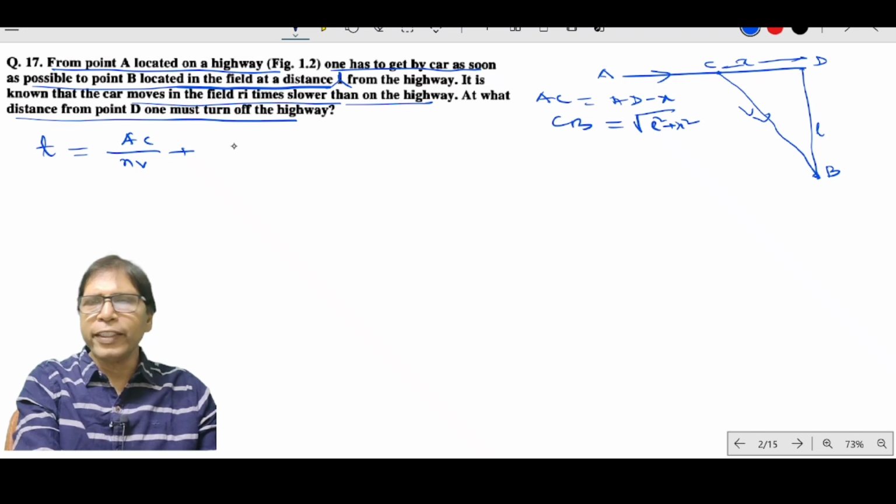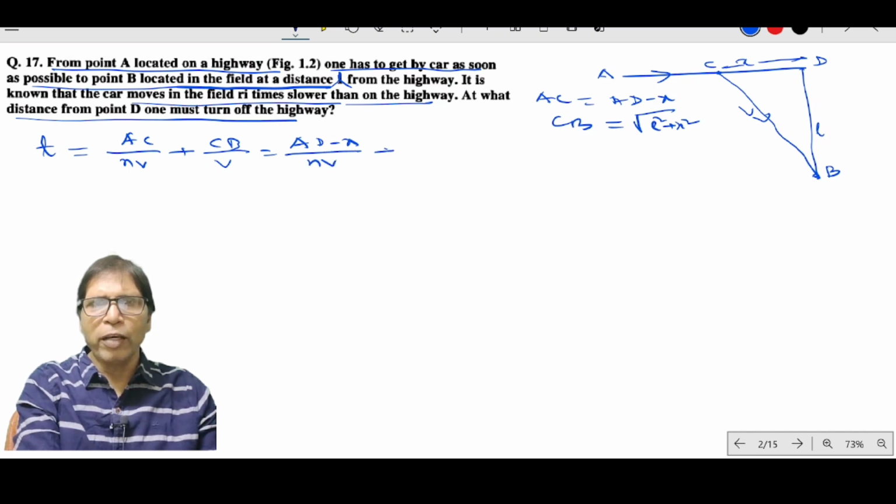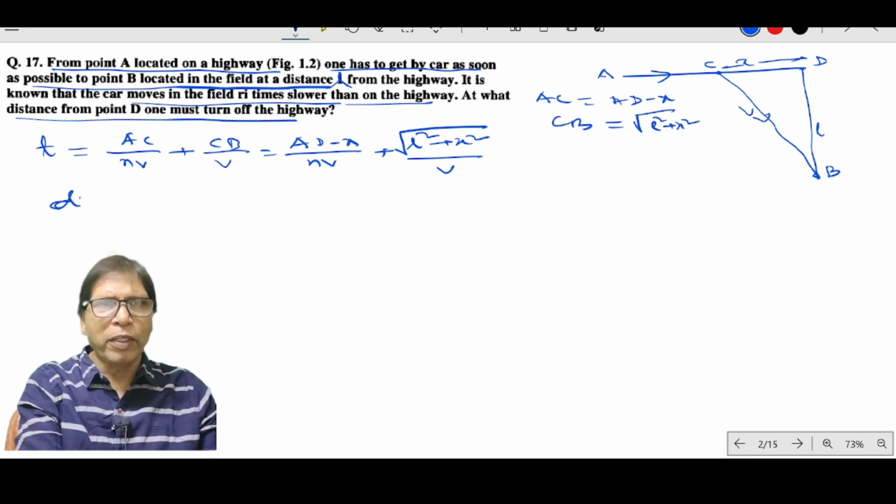Now look at the time taken to reach from C to B. This is CB by v. So T equals AD minus X by n into v plus CB, which is root under L square plus X square, divided by v. So time becomes minimum if dT by dX equals 0.